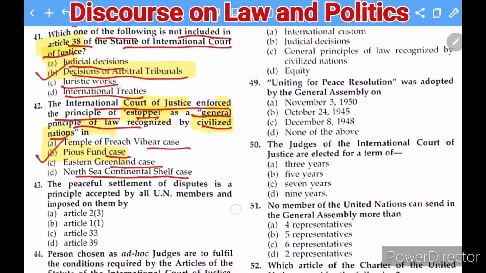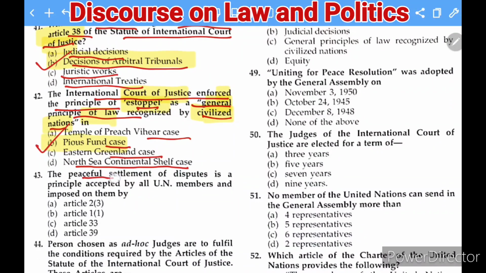Okay. Next question, which is here: the peaceful settlement of disputes is a principle accepted by all UN members and imposed on them by which article? And the options which are given here, you all can see here: Article 2 Clause 3, Article 1 Clause 1, Article 33, and the last option is Article 39.